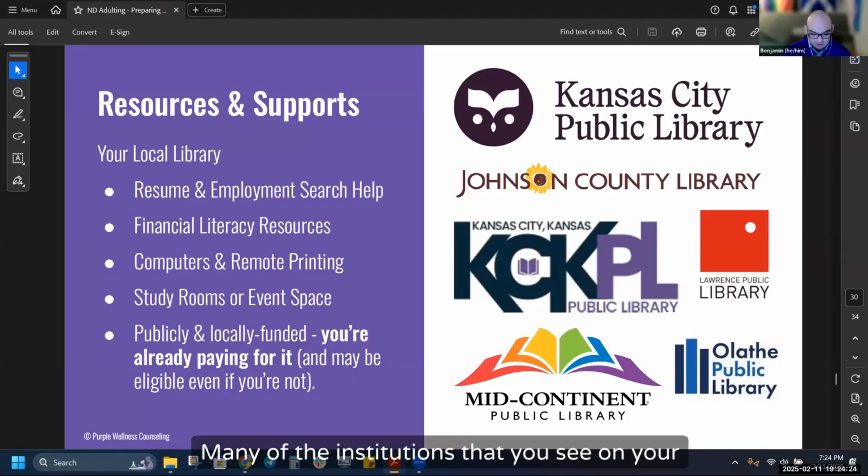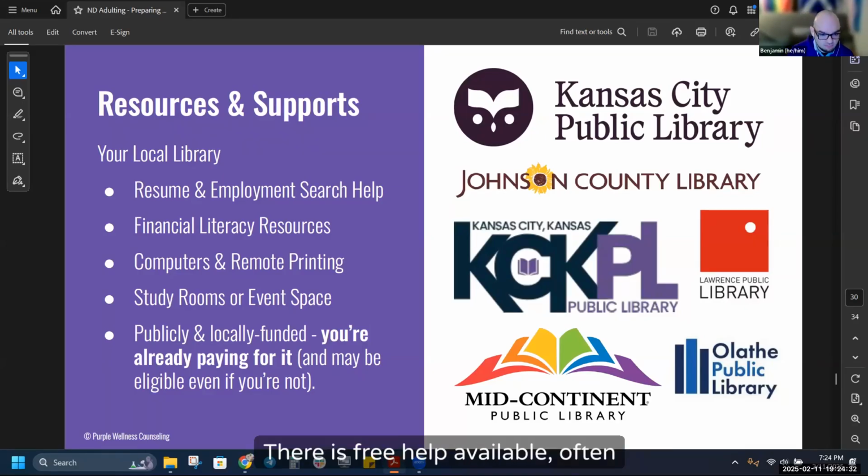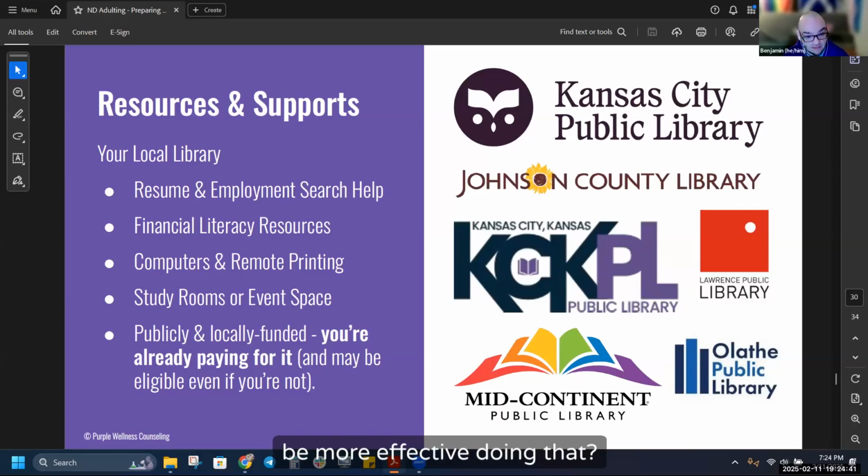Many of the institutions that you see on your page offer free resume and employment support. So if you're having trouble looking for a job, you're not sure how to brush up your resume, there is free help available, often one-on-one services with another professional to help you brush up that resume or figure out where am I looking for work and how can I be more effective doing that.